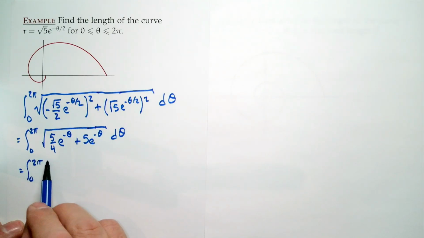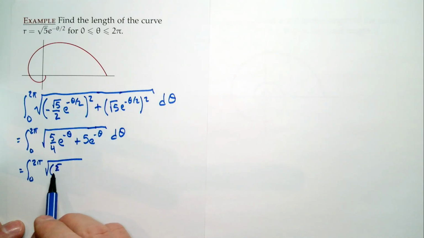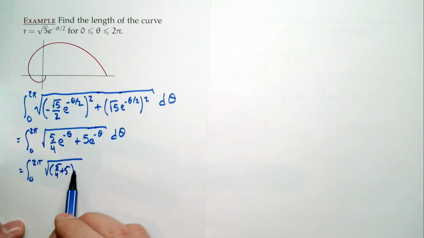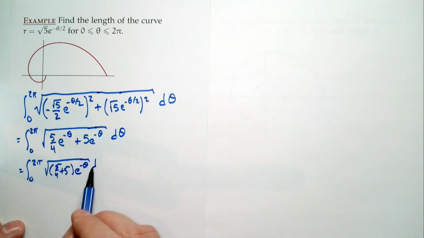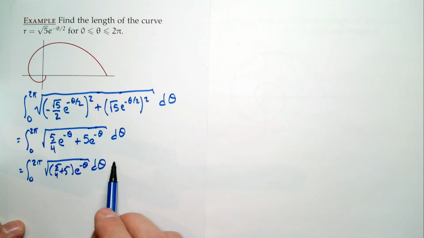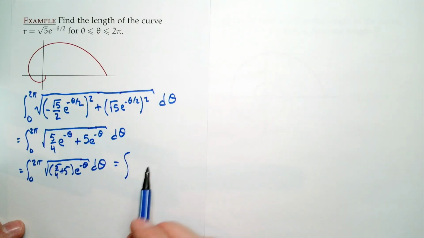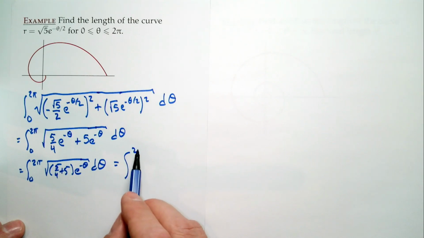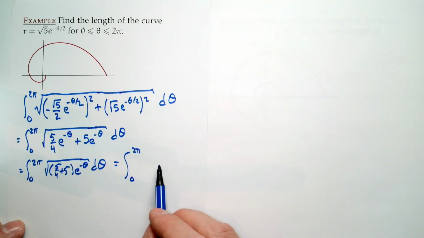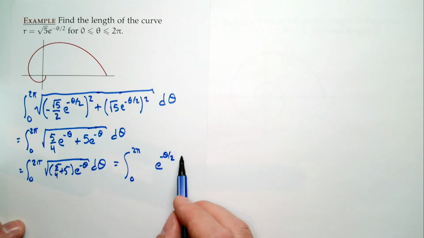So let's see, we have the square root of 5/4 plus 5 times e to the negative theta. Now let's see if we can't take that and simplify it. First off, the square root of e to the negative theta, what will that become? E to the negative theta over 2.